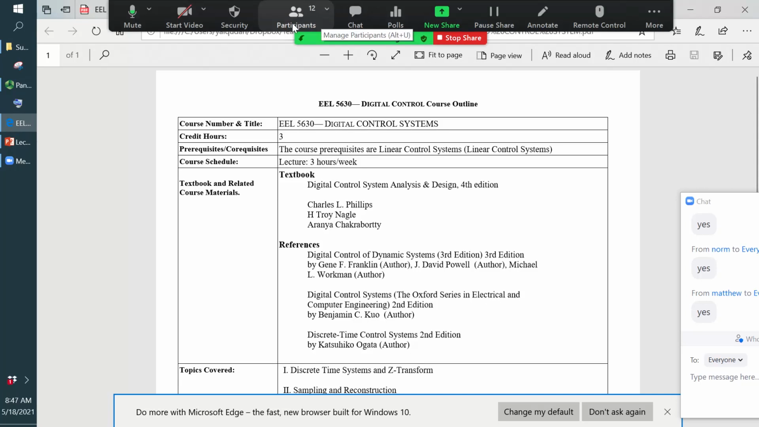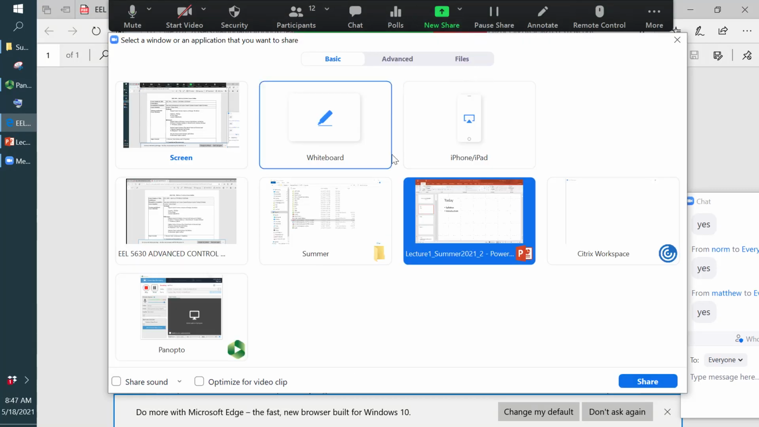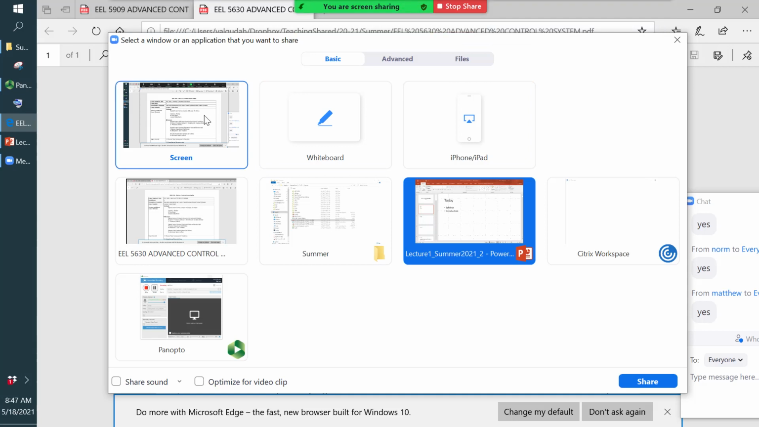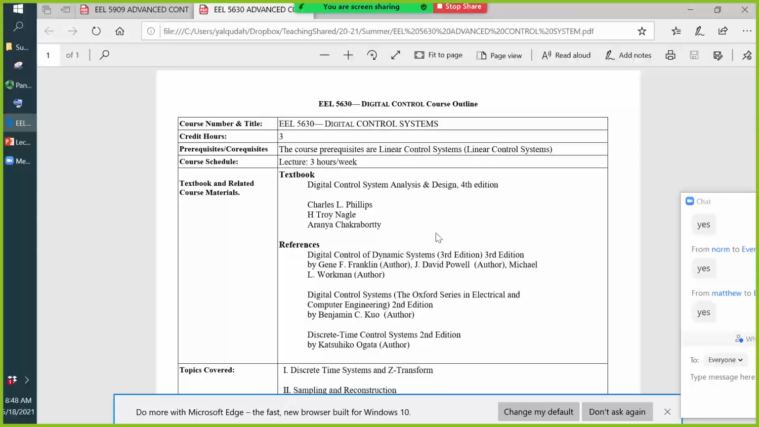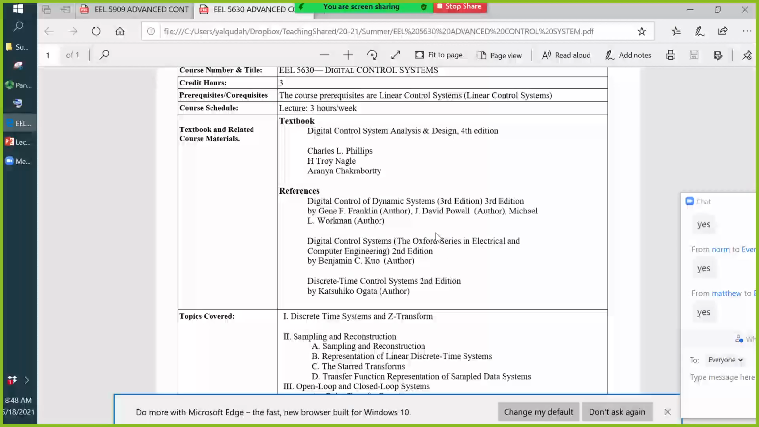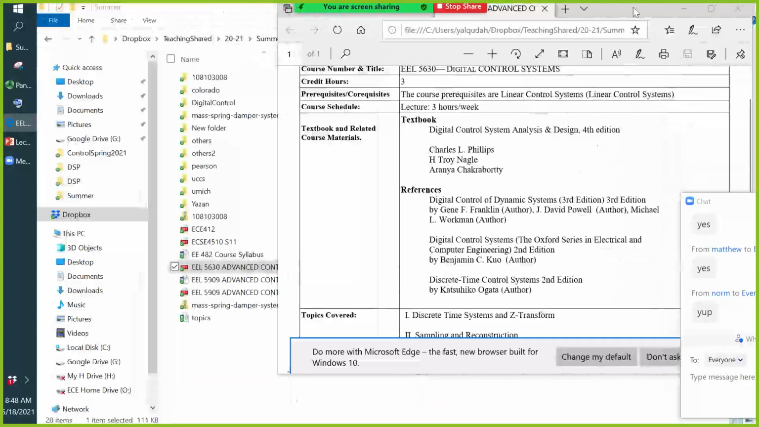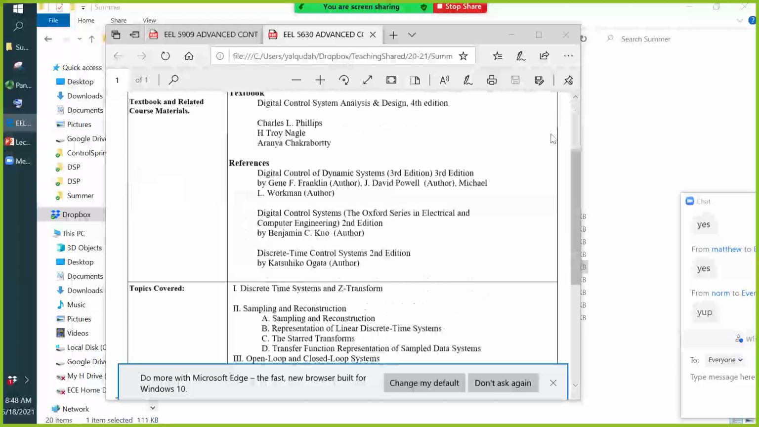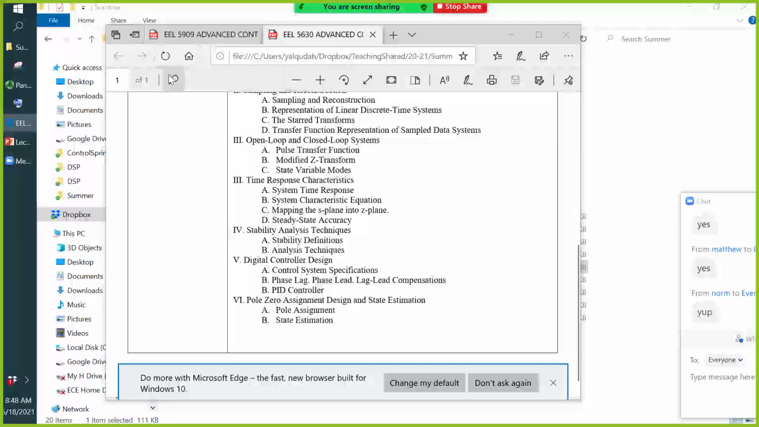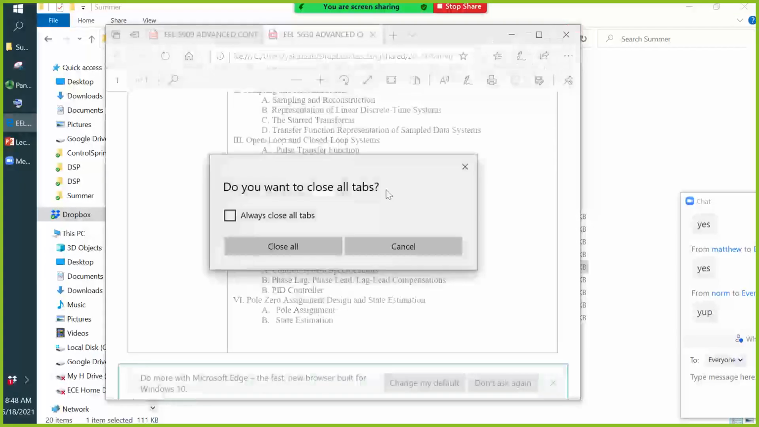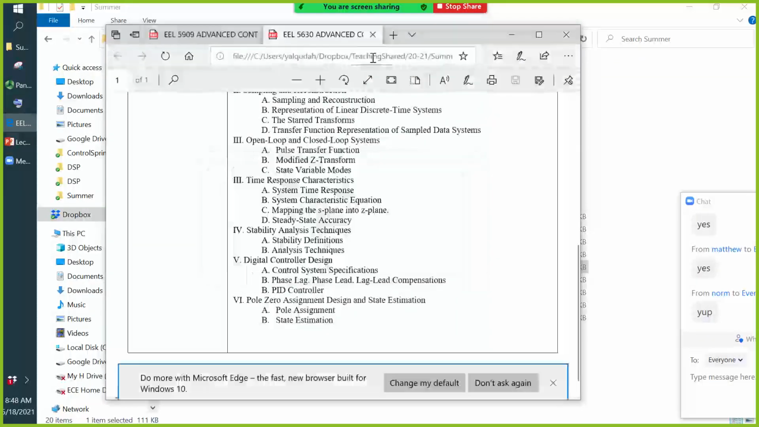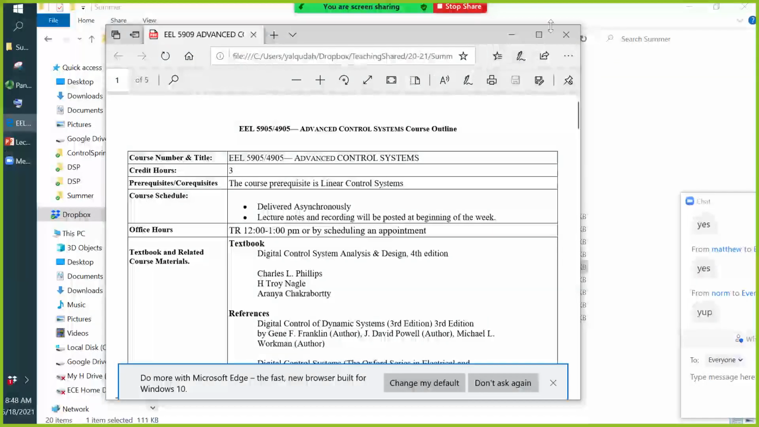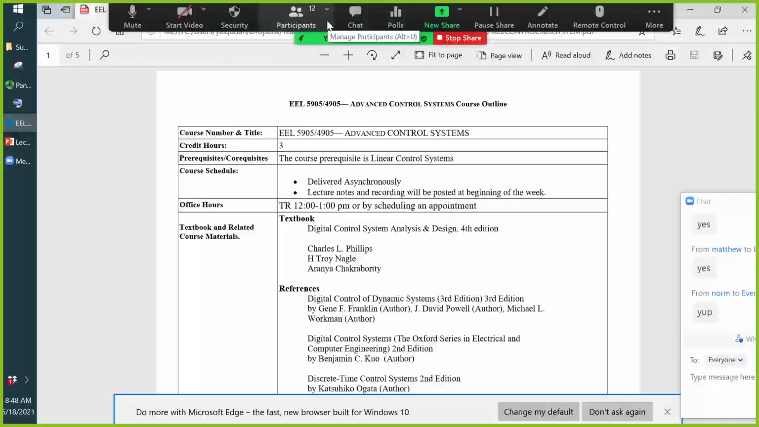So, and let me share. Okay, can you see the syllabus? Yes, sir. Yes, we can. Okay, perfect. Is this the one? No, this is not the one, sorry. Let me close this. Okay, this is the one we want. Okay.